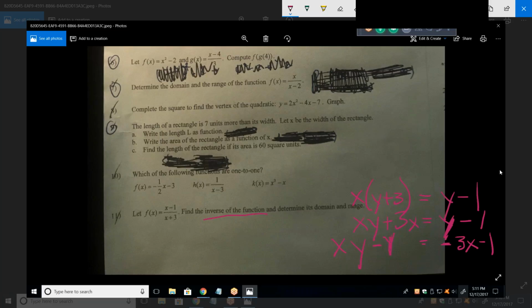Now, how do I solve for y? Because it's just x times y. Can you divide the x off? Think factoring. What can I factor out from that expression on the left side of the equation? The y? What's left?